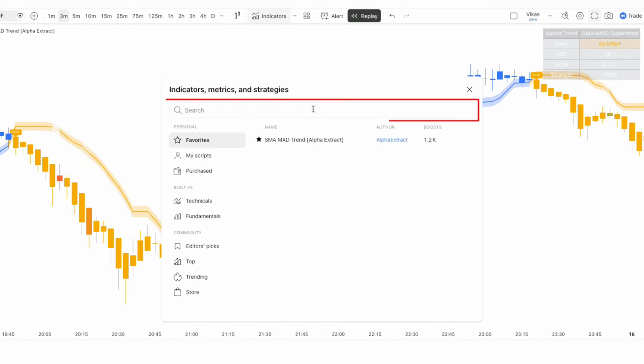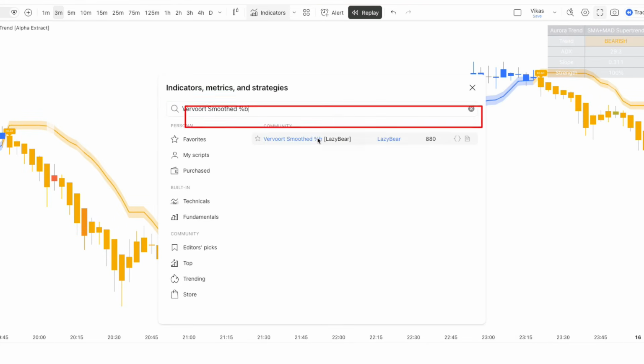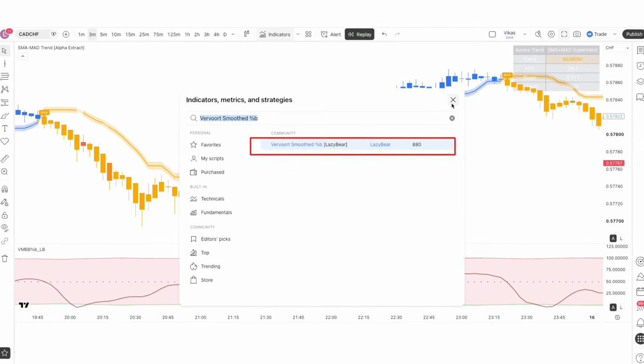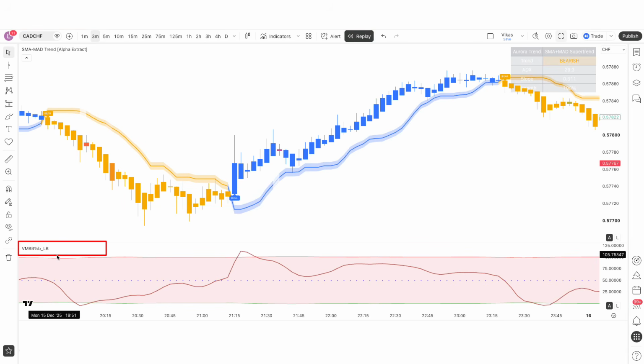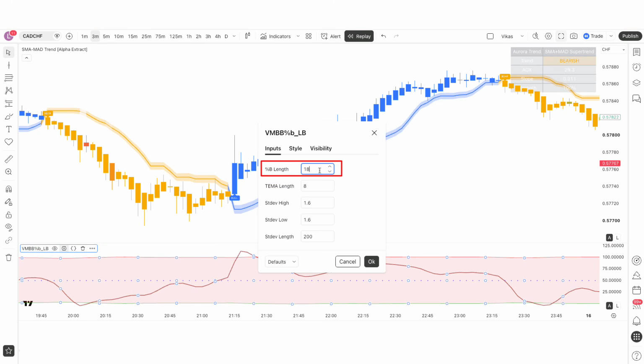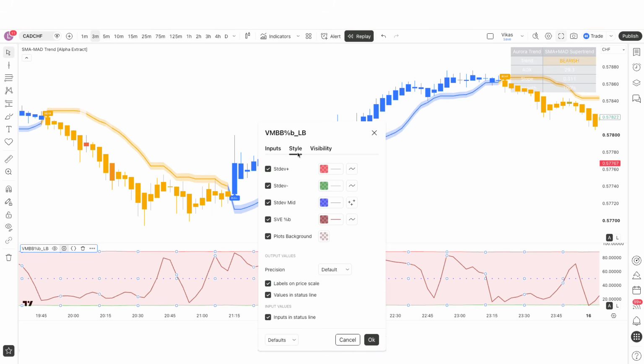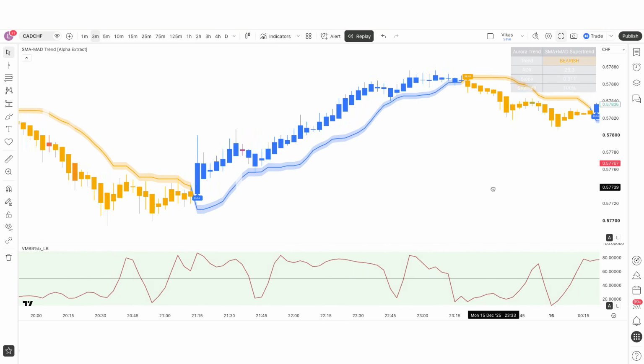In the indicator search, type Vervoort Smoothed %B and select the one called Vervoort Smoothed %B, created by Lazy Bear. Now let's access the settings of this indicator so we can modify it to suit our strategy. Change %B length 18 to 5, then change TRAMA length 8 to 6. If there are any options you wish to hide, do so to keep the chart clean and easy to read. And after that, change plots background color red to green, and here everything is fine after that, click OK. Now our setup is ready.